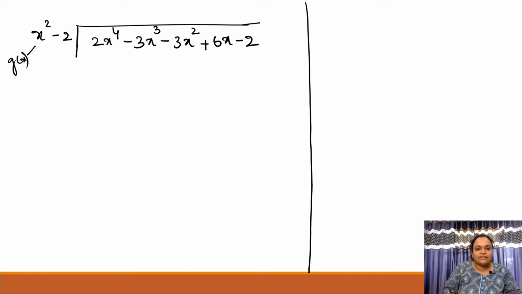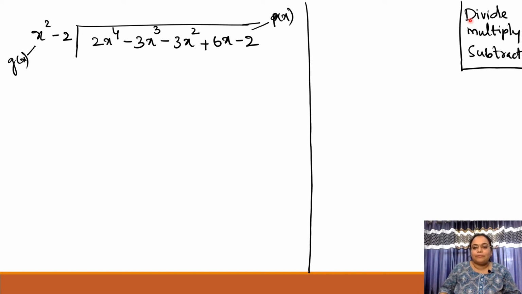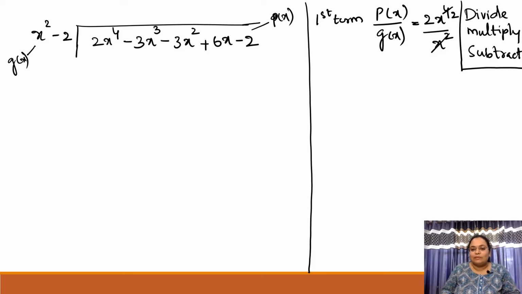This is your g of x and this is your p of x. So we have learned if you want to divide p of x by g of x, we need to follow 3 steps. We need to divide, multiply and subtract. So what is the first step? We need to divide it. So divide the first term of p of x by the first term of g of x. What is the first term of p of x, which is 2x power 4, divided by x square. This will be 2x square. This 2x square will be a q of x. Just take the 2x square here.